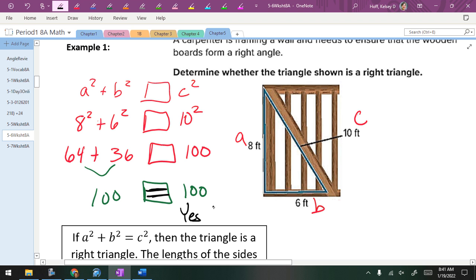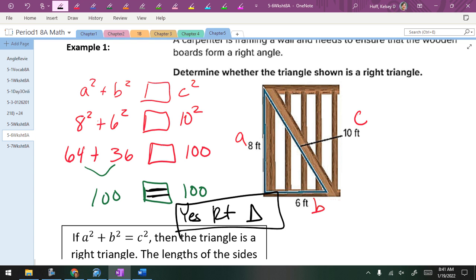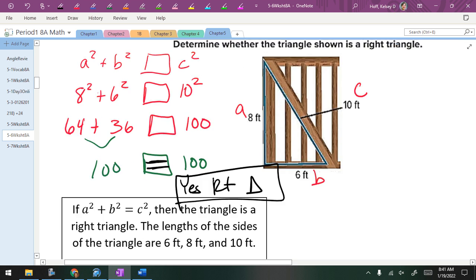Yes, it's a right triangle. You have to write, yes, it's a right triangle. If you don't, you don't get credit for the problem. Okay?